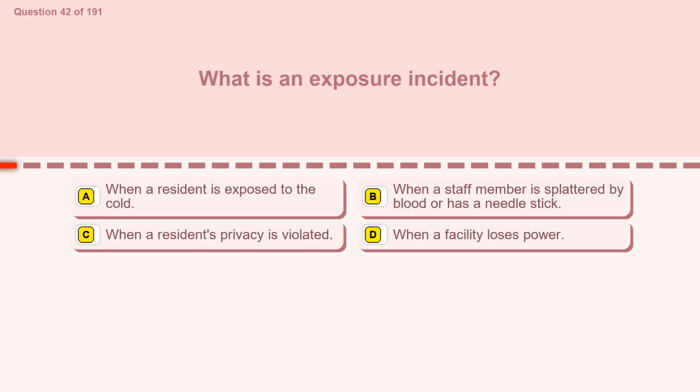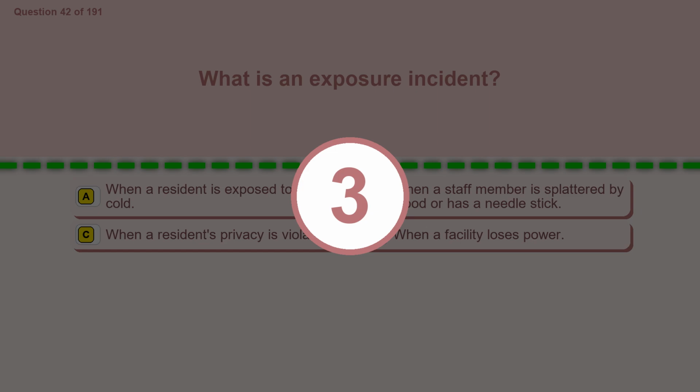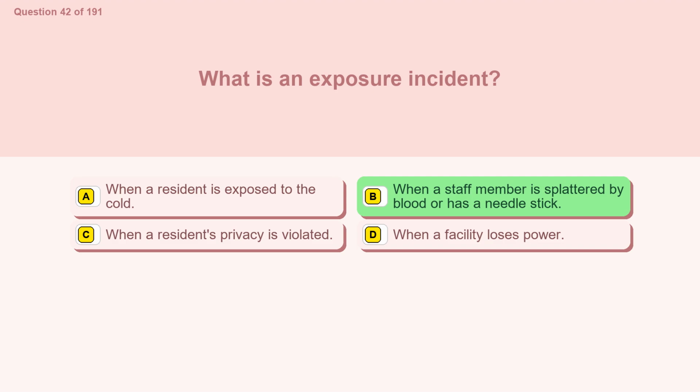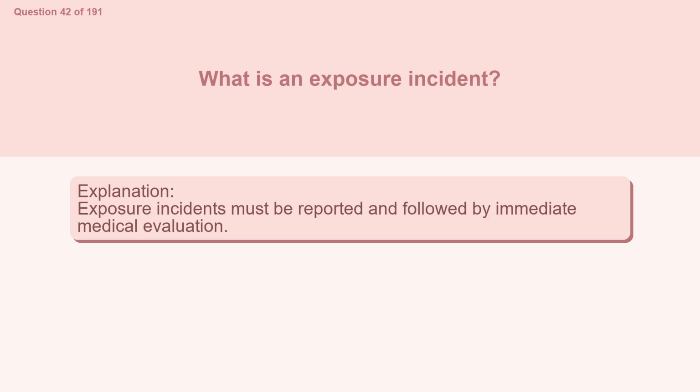Question 42. What is an exposure incident? Option A. When a resident is exposed to the cold. Option B. When a staff member is splattered by blood or has a needle stick. Option C. When a resident's privacy is violated. Option D. When a facility loses power. The correct answer is option B. When a staff member is splattered by blood or has a needle stick. Exposure incidents must be reported and followed by immediate medical evaluation.